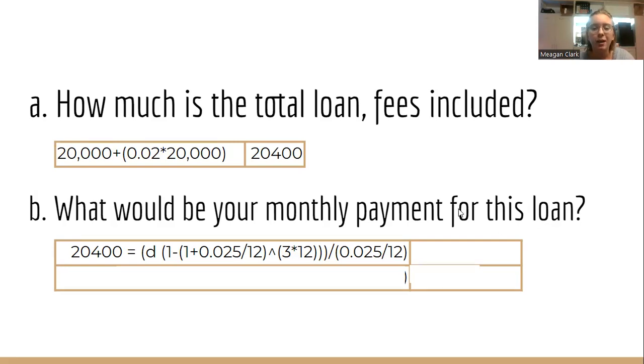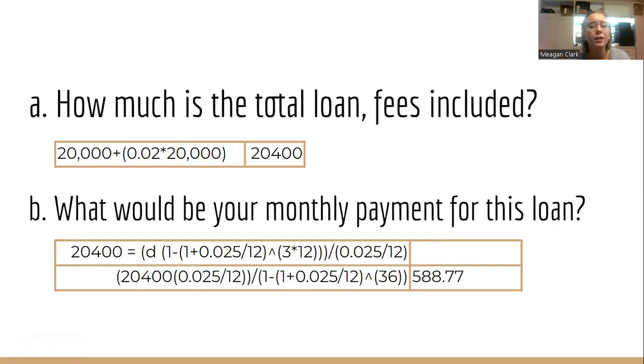So as you can see, we have a nice little formula. When you plug in all your numbers, or when you rearrange it to get D on its own, you get this nice equation, which when you solve, gives you $588.77 per month.